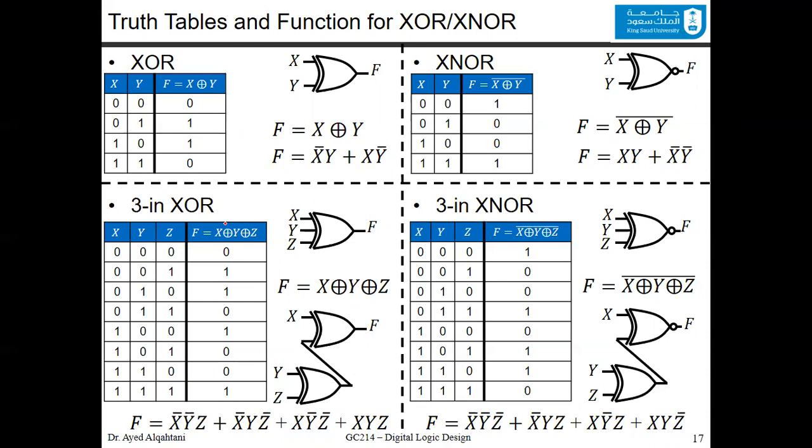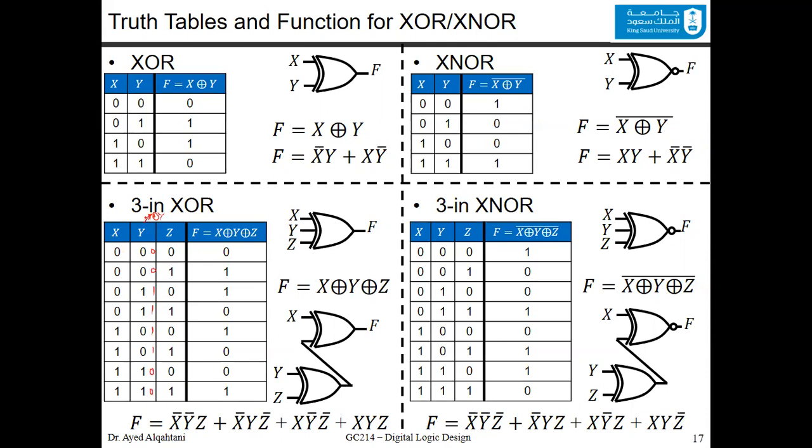Now, if we extend the XOR to 3 inputs, you will have this truth table. You can generate this table by first finding X XOR Y. So you know the result of X XOR Y, let me write it here. If you generate those, 0 XOR with 0 is 0. Here it's also 0. Here it's 1 and 1. Here it's 1 and 1. And here it's 0 and 0.